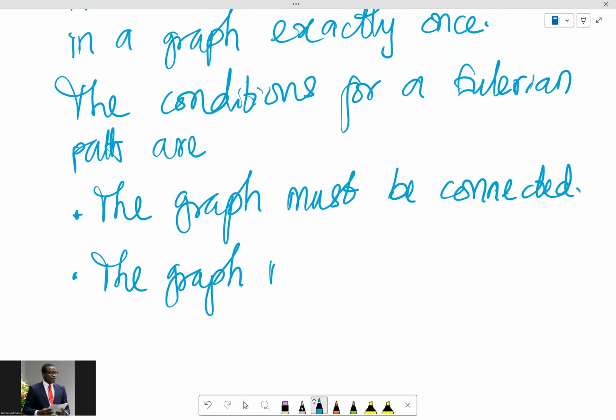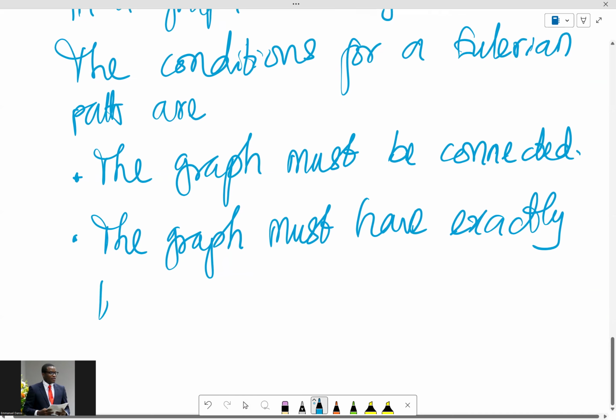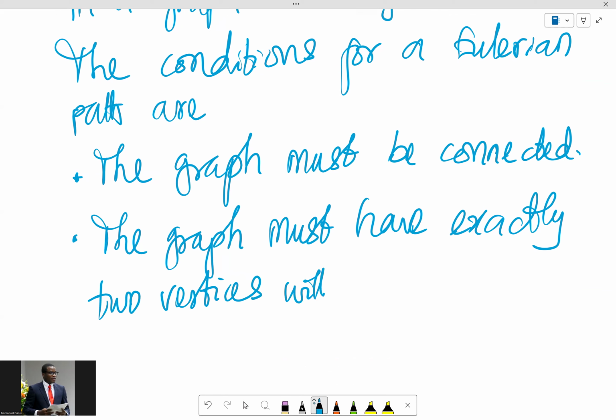So here, the graph must have exactly 2 vertices with an odd degree. What that simply means is that if you consider it as a directed graph, you must have 2 vertices where you just get into them, you don't get out of them. You either get out of them or get into them, you don't do the two at the same time. Or if you get in twice, you can only get out once, something like that.